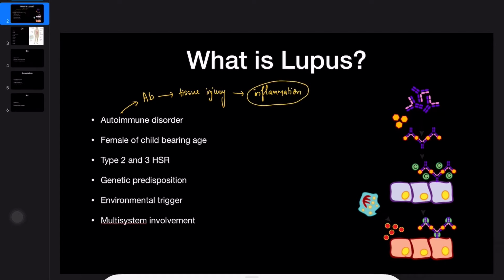If there is one thing you have to remember about autoimmune diseases, or in this case SLE, it is that it is very common in females of childbearing age. We are talking about a 10:1 ratio of female to male.